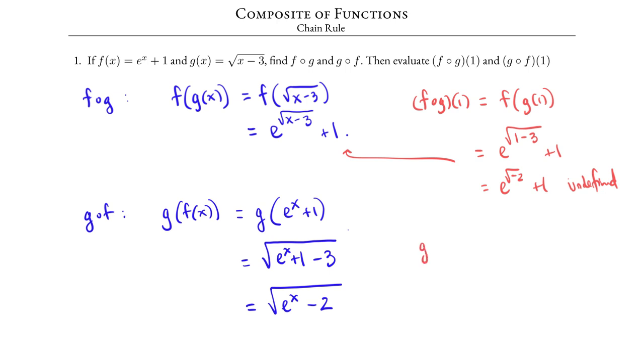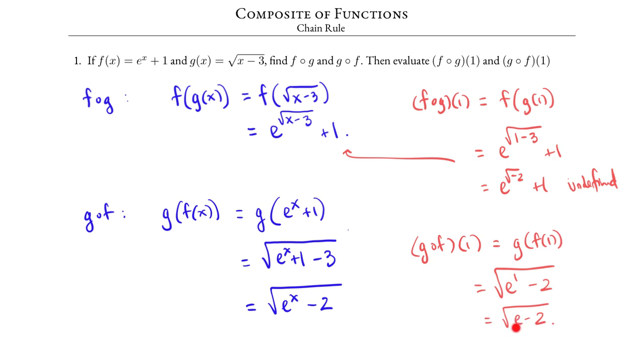For g∘f(1), this is g of f of 1, but again, we're not going to evaluate f and then g. We will simply use this final formula. This will be the square root of e^1 minus 2, which is the square root of e minus 2. This is the exact answer.